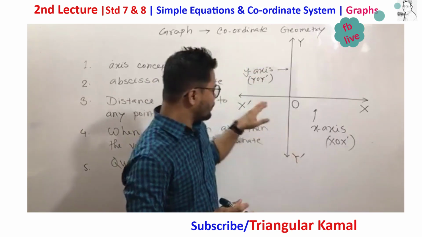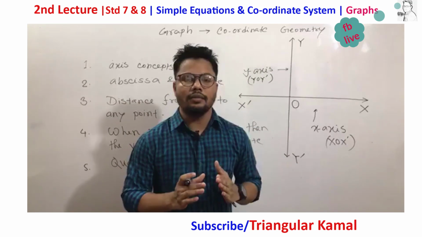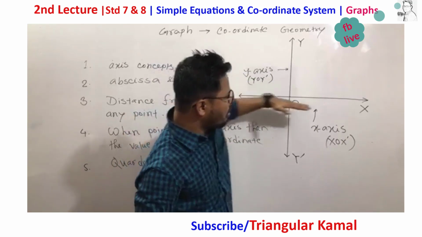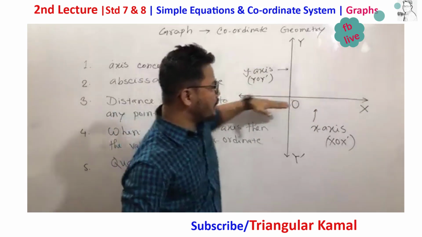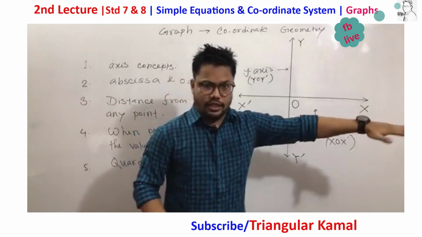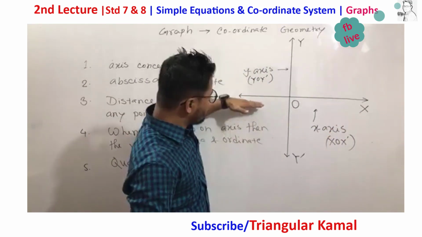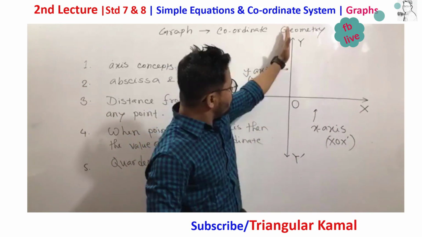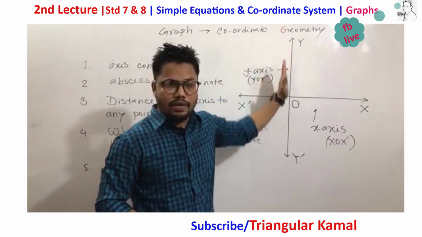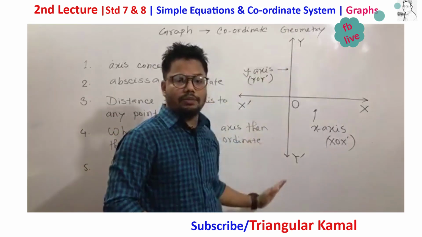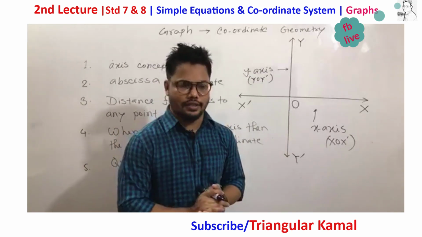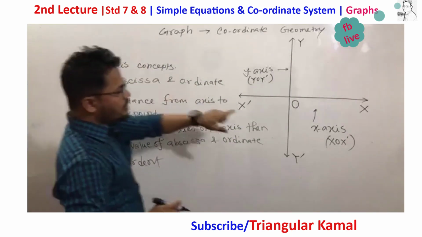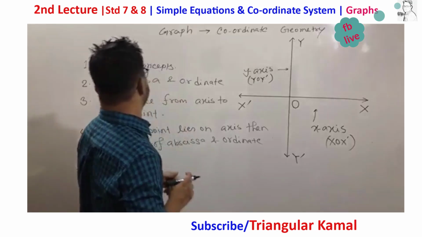First of all, sometimes we see in the exam students make mistakes in finding the x-axis and y-axis. This is the horizontal line, the line which is parallel to the earth. This is called the x-axis. And the line which is vertically perpendicular, this one is called the y-axis.